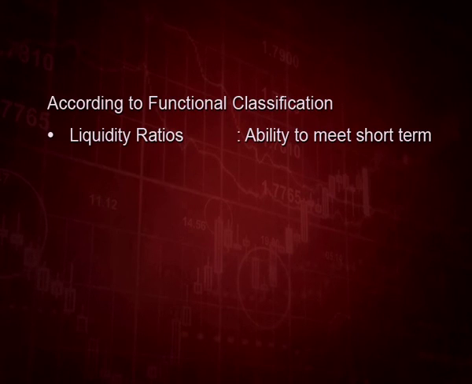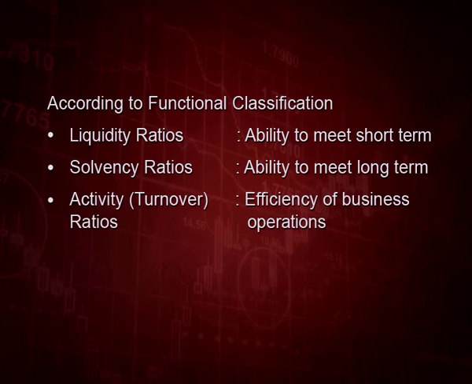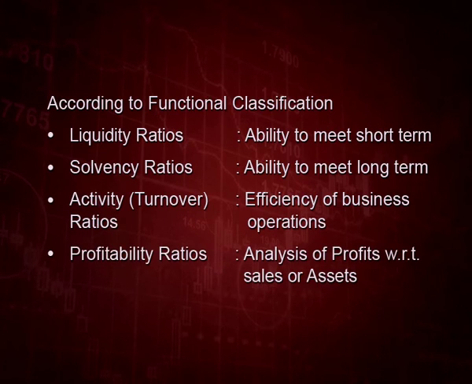And according to functional classification, we can divide ratio analysis in four parts. First, liquidity ratios, which tell us about the ability to meet short term liabilities. Solvency ratios, which tell us about the ability to meet long term liabilities. The third one is activity, that is turnover ratios, which tell us about the efficiency of the business operations. And the last one is profitability ratio, which is an analysis of profit with respect to sales or the assets.